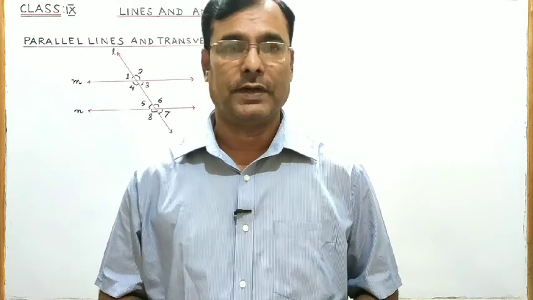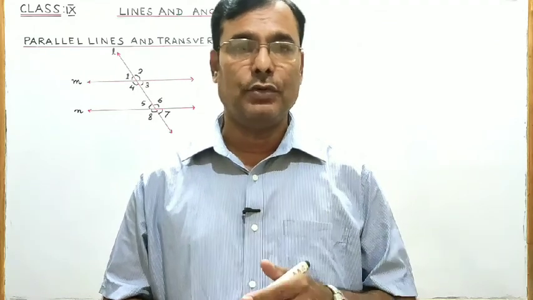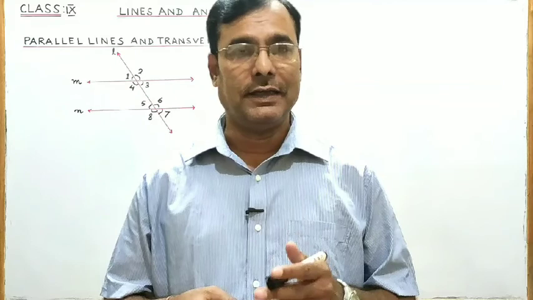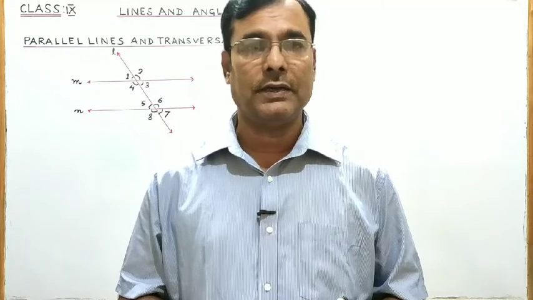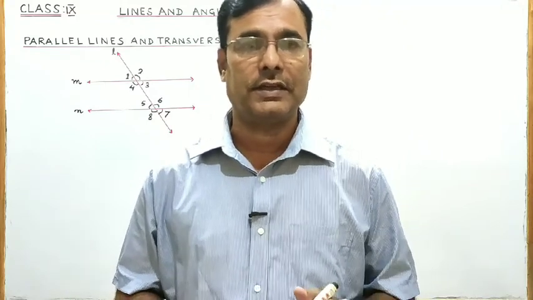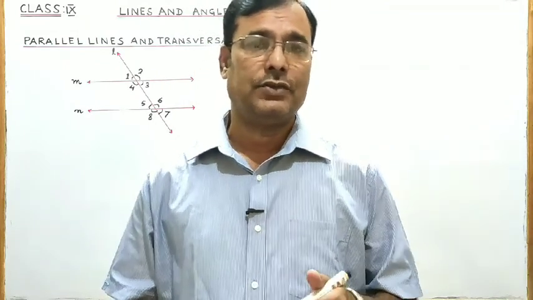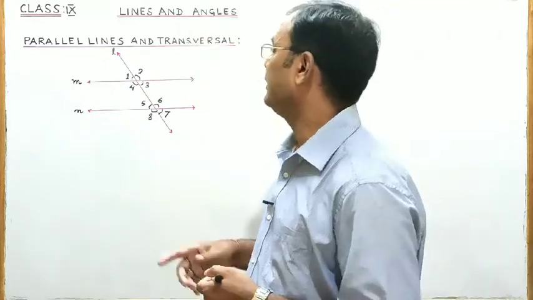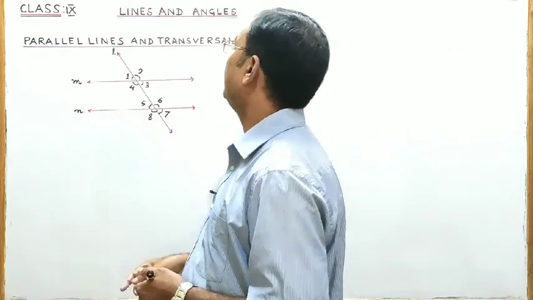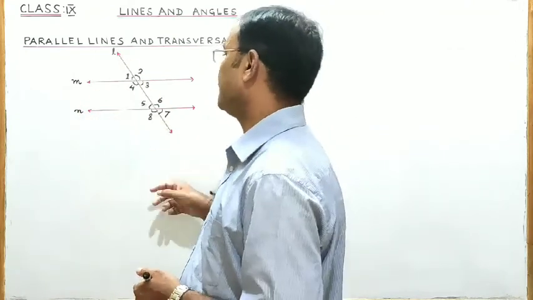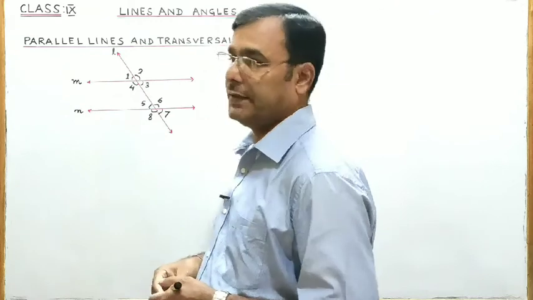Lines and transversal. If a line intersects two or more lines, then this line is called a transversal. A line which intersects two or more lines is called a transversal. If a transversal intersects two parallel lines, as given here in this figure, lines M and N are parallel lines and line L is a transversal intersecting lines M and N at distinct points.